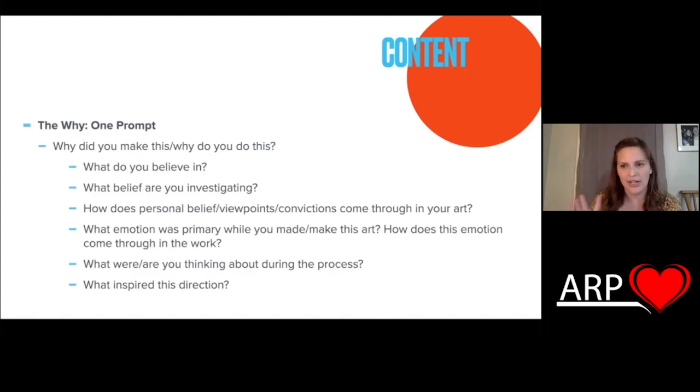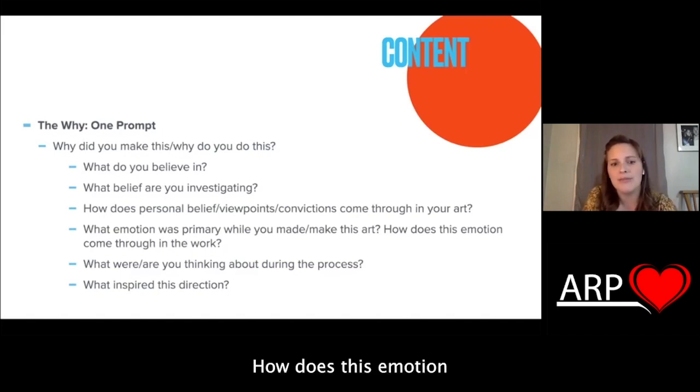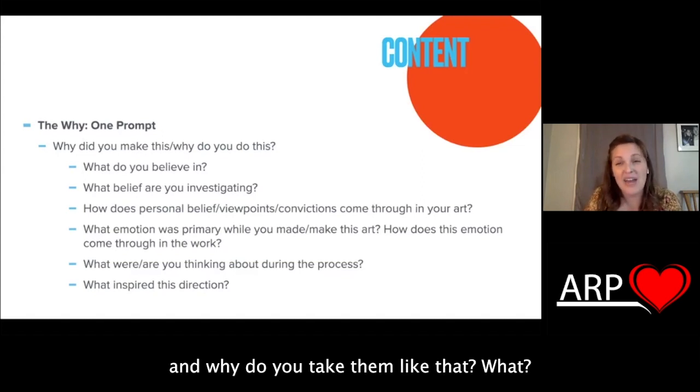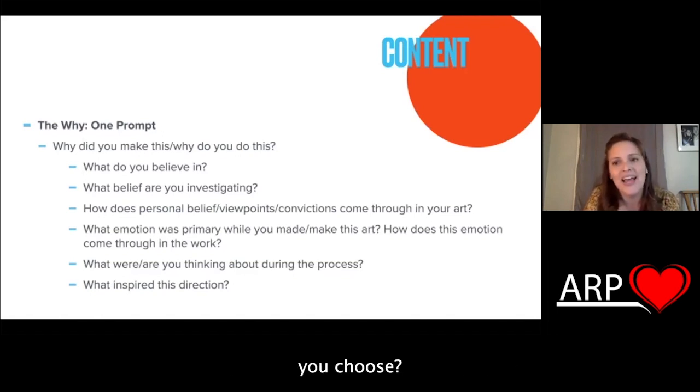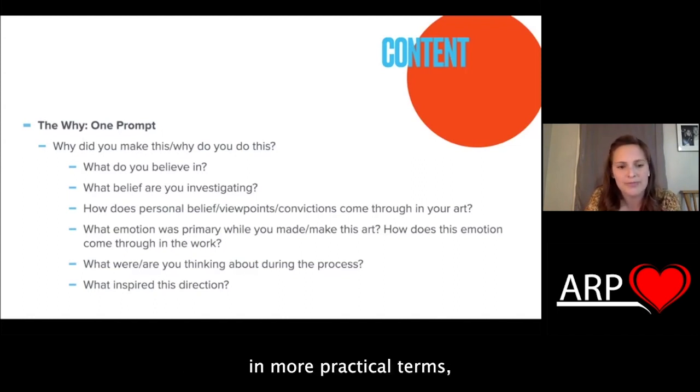Again, these are all listed on your handout. What emotion was primary while you made or while you make your art? How does this emotion come through in the work? What were or are you thinking about during the process? Again, if you're having a hard time getting at the why, something you can focus on is the process. What steps do you take when you make your art, and why do you take them like that? Why do you choose the material you choose? That can help you get to your why too, and in more practical terms. What inspired this direction?